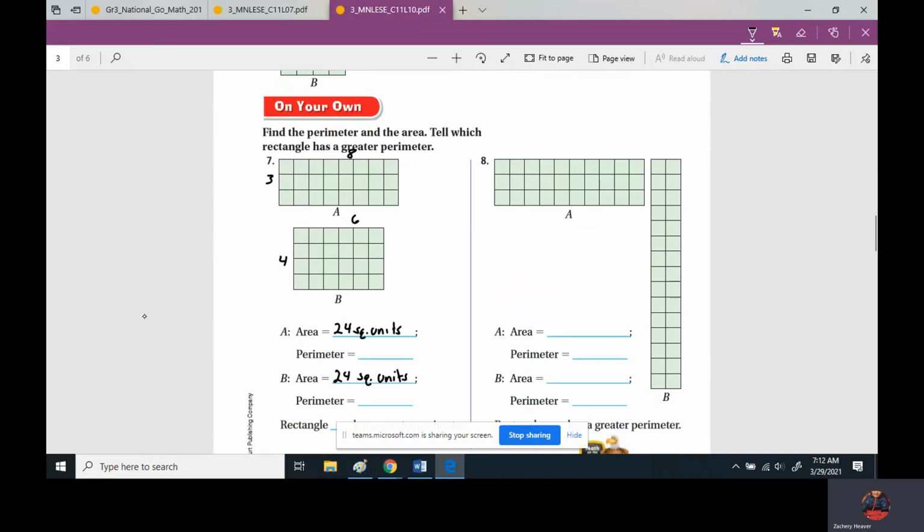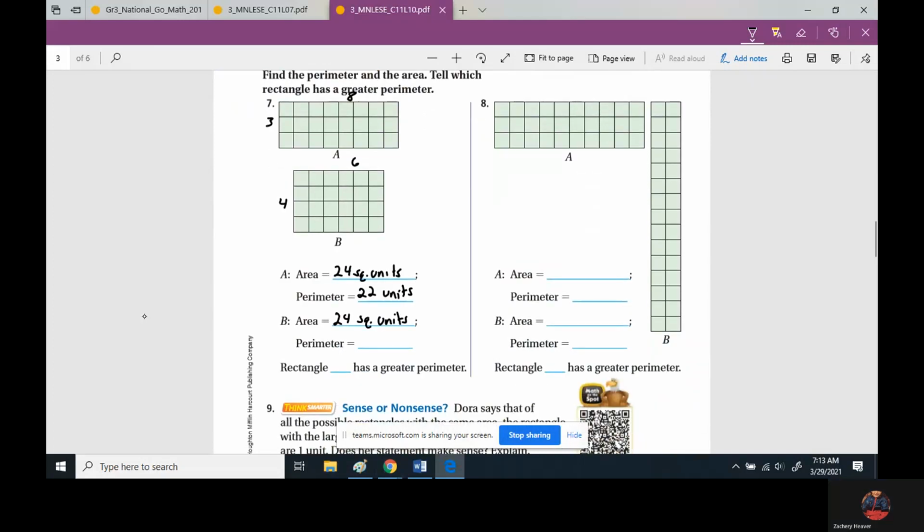Now, what's 8 plus 3? That is 11. So 11 plus 11 is 22. So that's the perimeter for A. And on B, 6 plus 4 make 10. So 10 plus 10 is going to make 20. So which rectangle has the greater perimeter? A has 22, B has 20. Rectangle A is going to have the greater perimeter.